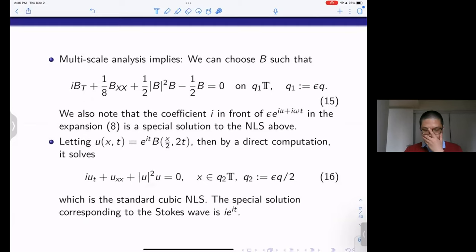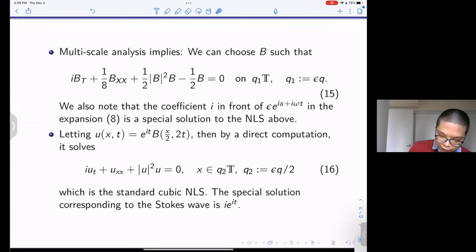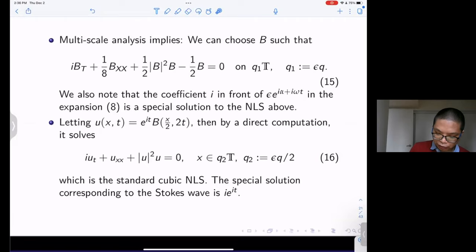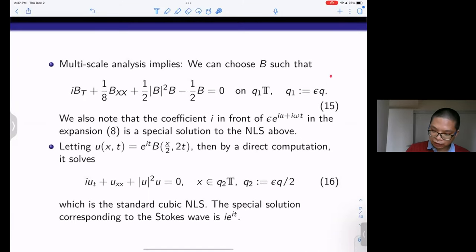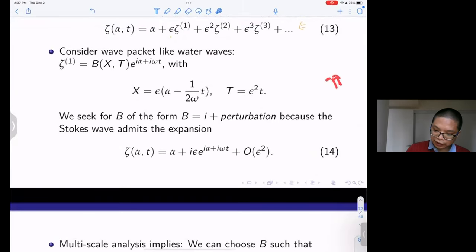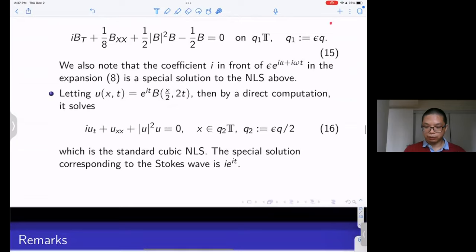This is a cubic NLS. By doing the same computation here, the spatial solution corresponding to the Stokes wave for the cubic NLS is i e to the i t. So the next natural step is to consider the instability of e to the i t as a spatial solution to the focusing cubic NLS. Then if this is unstable, we will see if we can use the modulational approximation that I discussed here to propagate this instability back to the water wave problem.